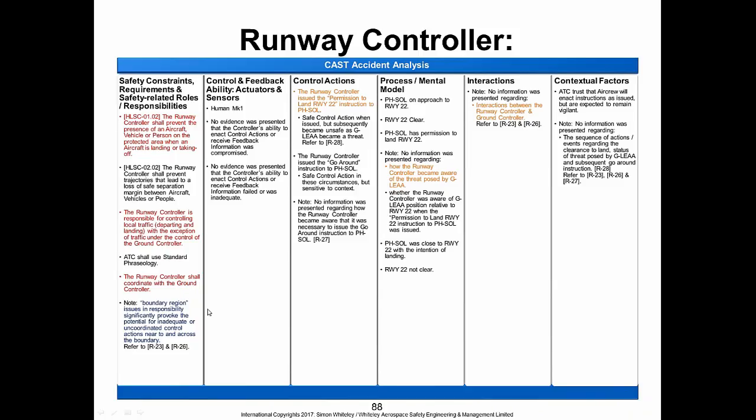But it's important to recognise that these boundary region areas in responsibility can significantly provoke the potential for inadequate or uncoordinated control actions near to and across the boundary. And so, in principle, the control structure should be designed to robustly deal with those boundary regions. And clearly in this case, the control structure was not sufficient to deal with that and enforce those safety constraints.